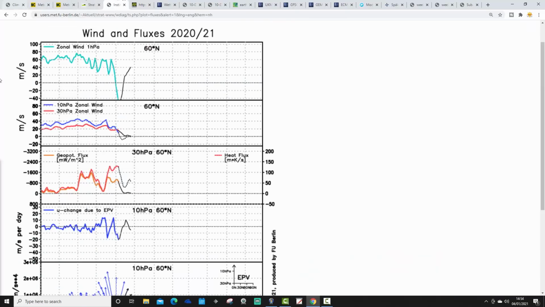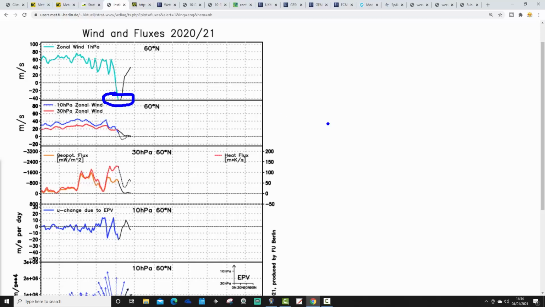This is from ECMWF via the University of Berlin. So look how the zonal winds have dropped out at 1 HPA. Look how the zonal winds have dropped out at 1 HPA. That's as far up as you can go and still be in the stratosphere.